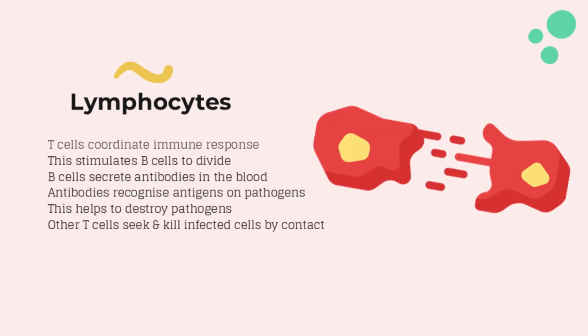T cells coordinate immune response by stimulating B cells to divide. These B cells secrete antibodies in the blood. Antibodies recognize antigens on pathogens. This helps to destroy them. Other T cells seek and kill any infected cells by contact.